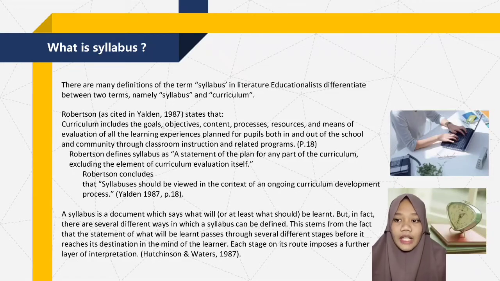The second opinion comes from Hutchinson and Waters. A syllabus is a document which says what will, or at least what should be learned. But in fact, there are several different ways in which a syllabus can be defined. This stems from the fact that the statement of what will be learned passes through several different stages before it reaches its destination in the mind of the learners. Each stage on its route imposes a further layer of interpretation.